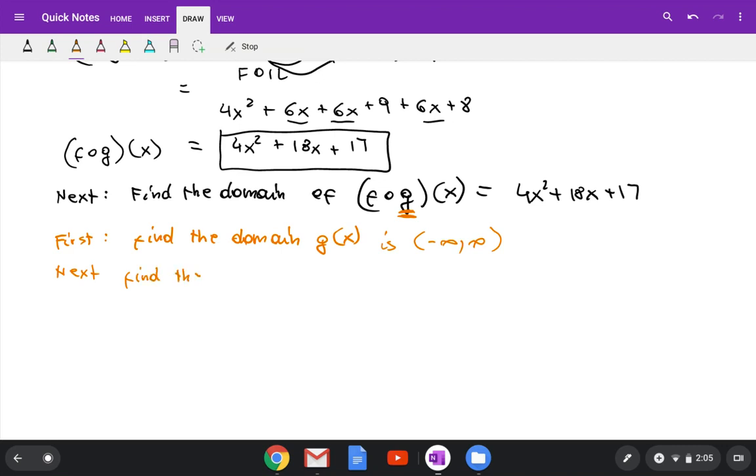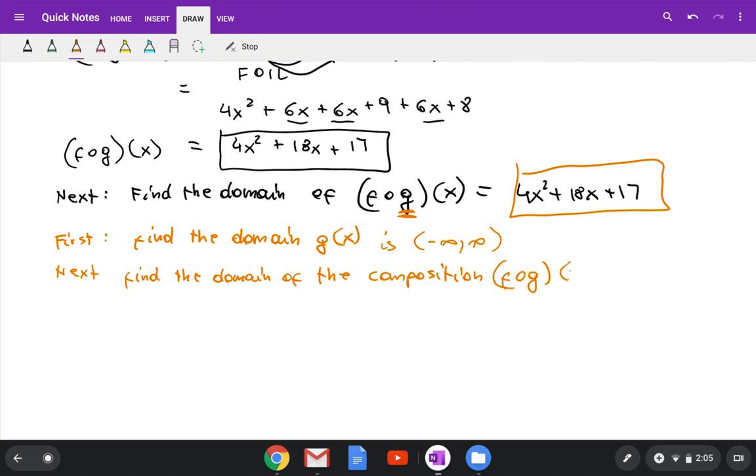Next, find the domain of the composition, which we just created. So the domain of our composite function right here, without graphing, but let's just quickly talk about it. This is a quadratic function. So there are no restrictions for x. You can evaluate this function for any x values. So the domain of the composition function, which is f composed with g of x, is also all real, which means from negative infinity to positive infinity.